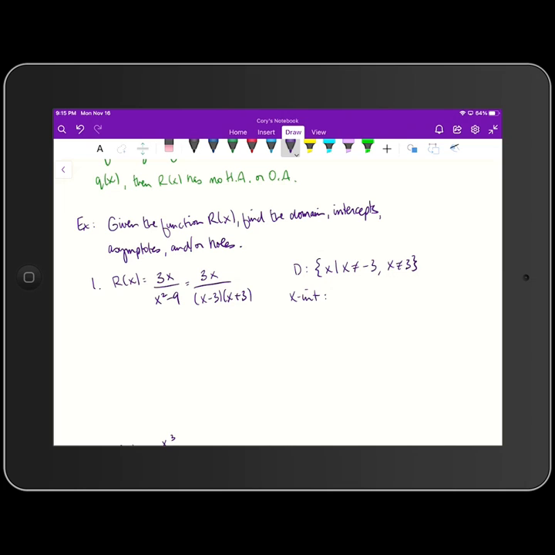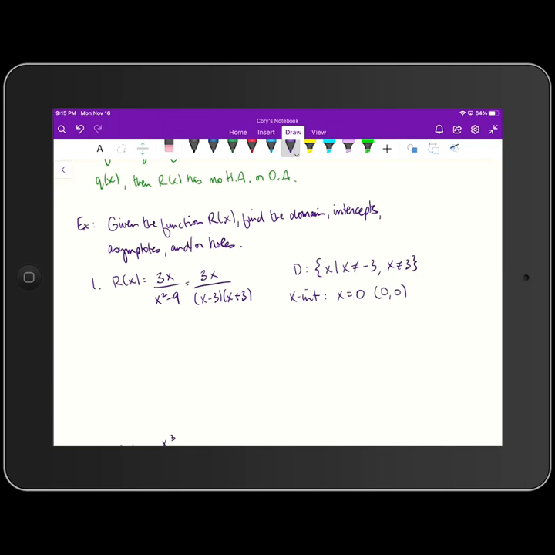So again, if you remember back at the start of this lesson, we said that if our rational function is in lowest terms, the zeros of the numerator tell us the x-intercept. So the value that makes the numerator 0 is x is equal to 0, which is going to be the ordered pair 0, 0.